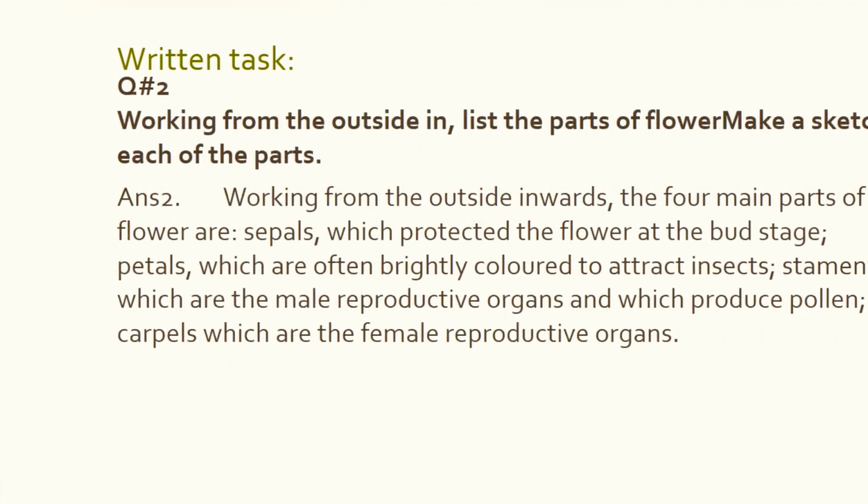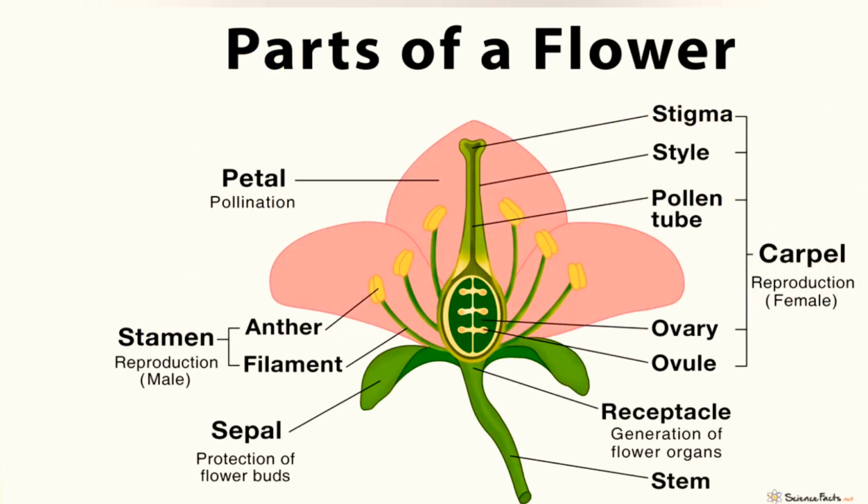Second question is, working from the outside in, list the parts of the flower and make a sketch of each of the parts. Working from the outside inwards, the four main parts of a flower are sepals, which protect the flower at the bud stage; petals, which are often brightly colored to attract insects; stamens, which are the male reproductive part and which produce pollen; and carpels, which are the female reproductive organs. You have to draw this diagram of the parts of a flower, and if you draw it, that will definitely help you understand as well.